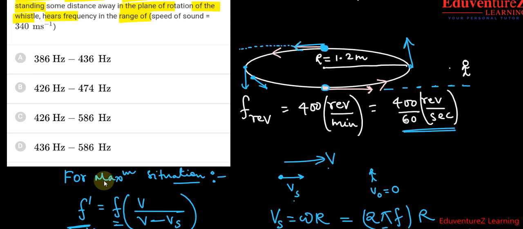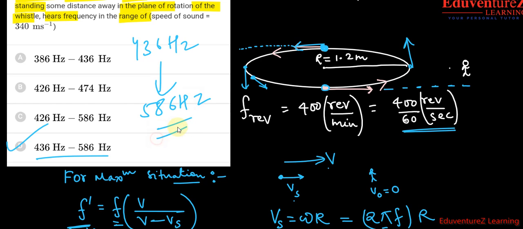So I think the fourth option is the correct option. The range is from 436 minimum frequency to 586 hertz maximum frequency. I hope that you understood this question.